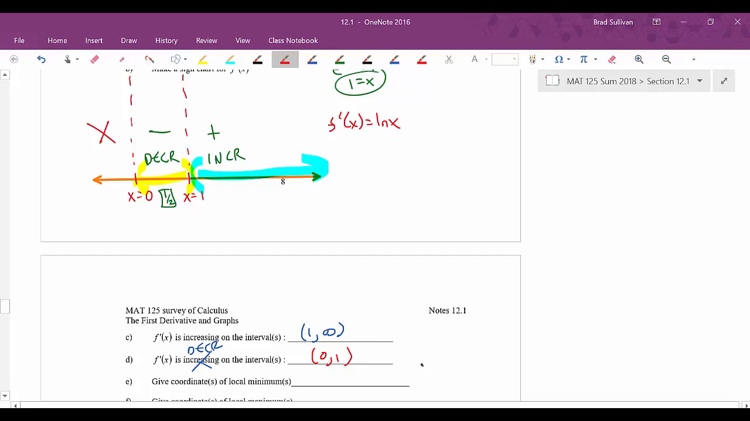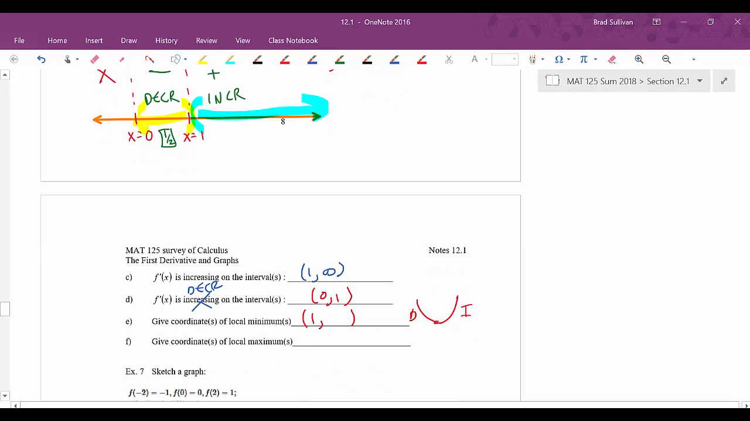Local minimum, okay, the graph has to decrease, then increase. Clearly you got a minimum at 1, so it's 1 something. We'll evaluate that and figure that out in a minute. You don't have a max, because for a max, the function would have to increase, hit a high point, then decrease, so you don't have one.